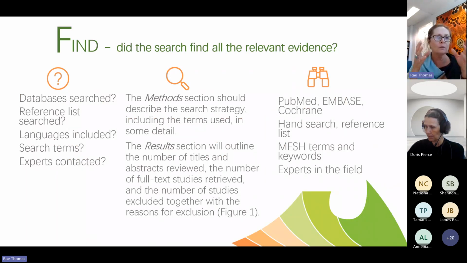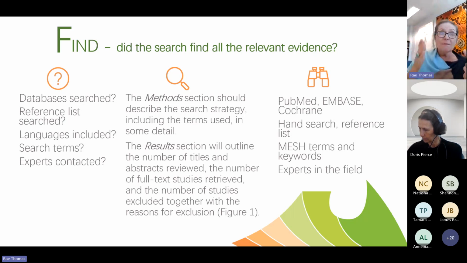What we're interested in knowing is what kind of databases the researchers searched in their systematic review. Did they look at the reference lists of the included studies? Were all languages included or not? And that's really hard for researchers, right? Because we assume that, because I only speak English, I can only appraise or include English articles. But there might be some really important studies that are not written in English, that you should be including and need to consider including.